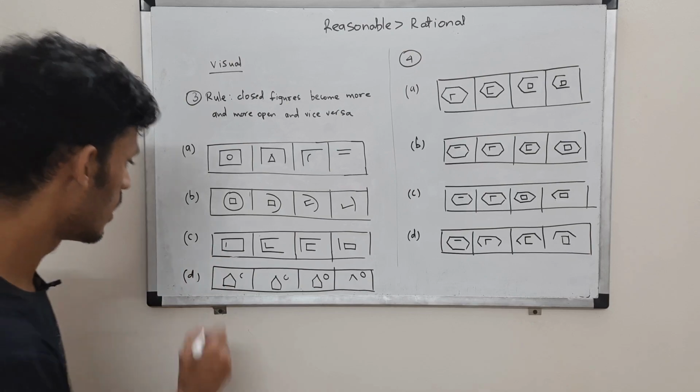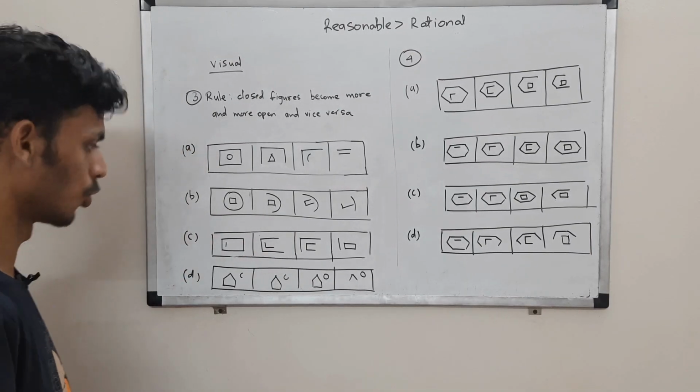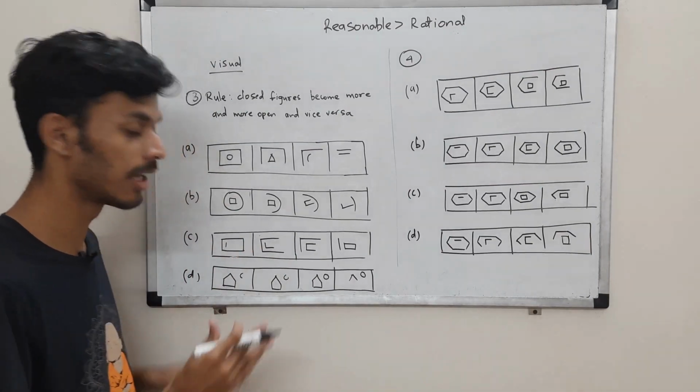Okay, so this is open. The inside figure is open. The outside figure is closed. So the closed figure became open, and the open figure gained a side.